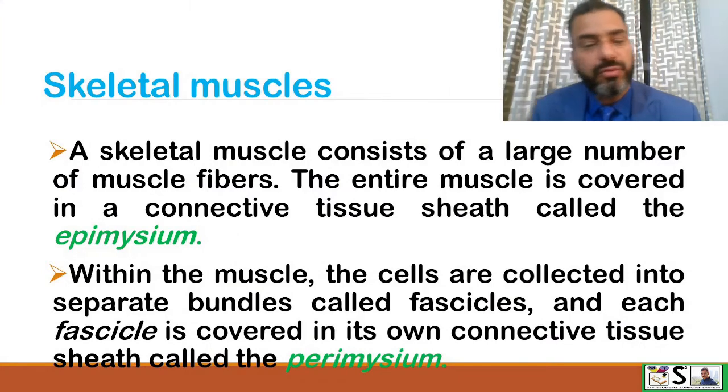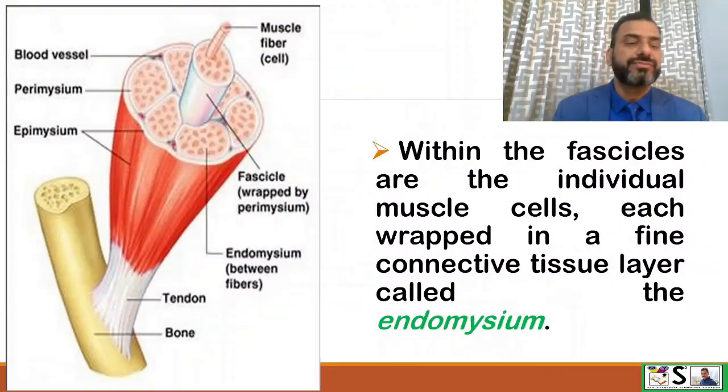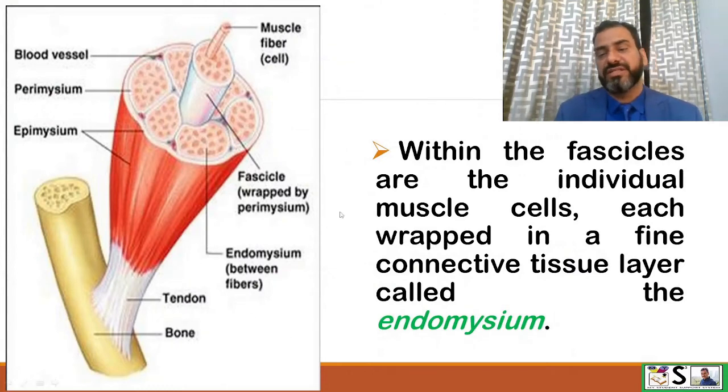A skeletal muscle consists of a large number of muscle fibers. The entire muscle is covered in a connective tissue sheath that is called epimysium. Within the muscle, the cells are collected into small bundles, called fascicles. Each fascicle is covered in its own connective tissue, called perimysium. Within the fascicles, there are individual muscle cells or fibers, and each is wrapped in a fine connective tissue layer called endomysium.